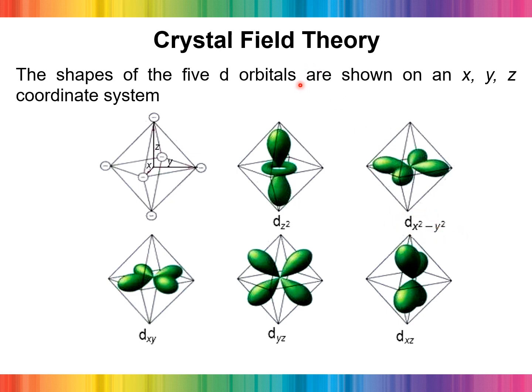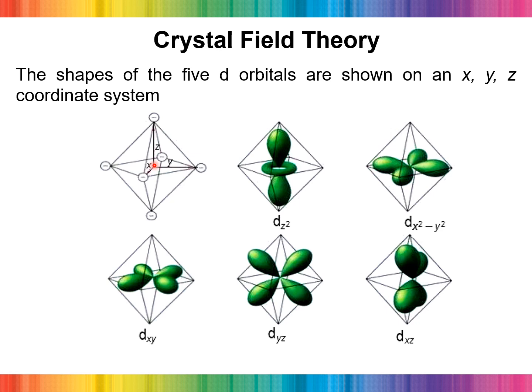You may want to pause this video for a while and take a look at this part. When you are in the octahedral arrangement like this, you can see the negative signs here. These are the so-called point charges. Crystal field theory focuses on point charges, and this is where your central metal ion is.